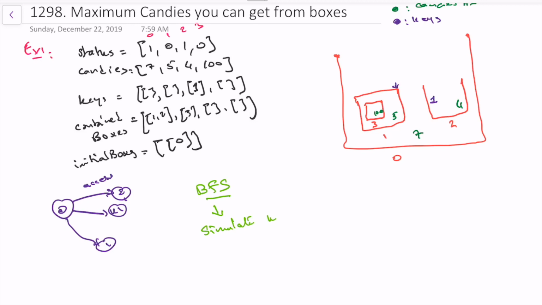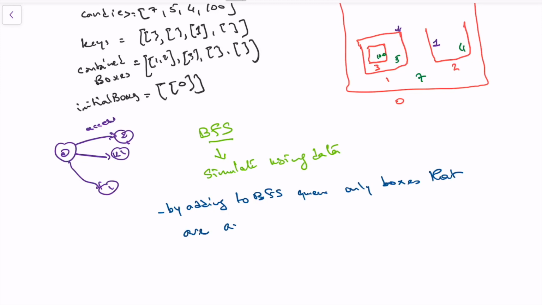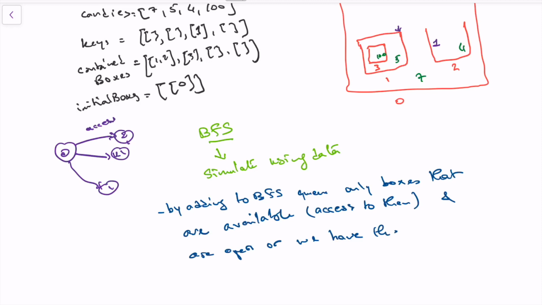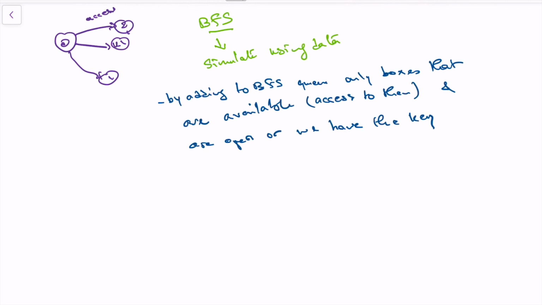We need to think immediately of using BFS, and we could just simulate using the data we have, adding to the BFS queue only boxes that are available, which means we have them, we have access to them, and are either open or we have the key. And so we just need to orchestrate our BFS in a way that we can process this.